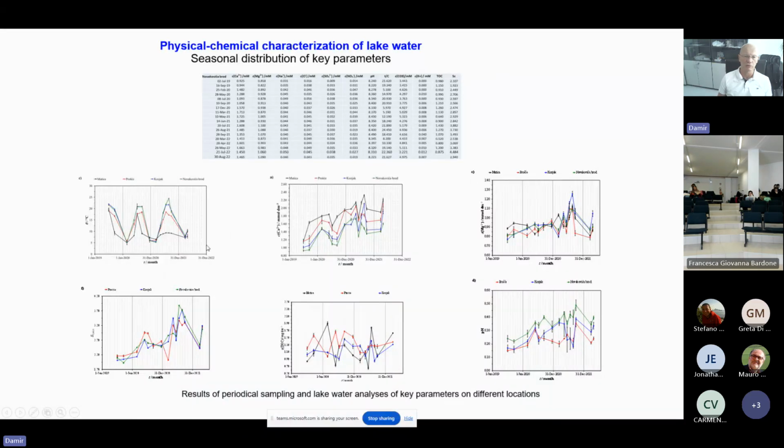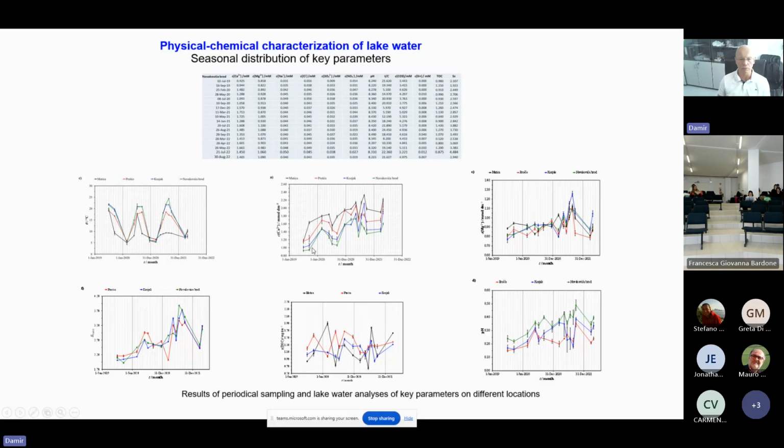It is evident from these graphs that there is a very good seasonal distribution of key parameters. The best example is the temperature. These 4 or 5 curves are positions on the lake. We can see that in all lakes the temperature is the highest during the warm season, during the summer or in the early autumn, and the lowest during the winter, the cold period.